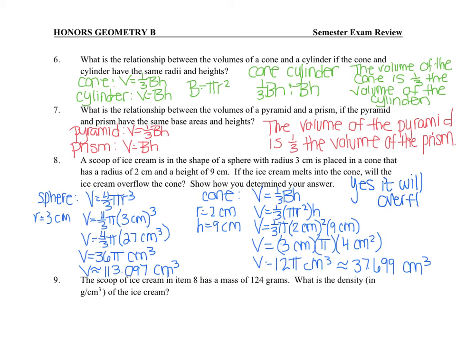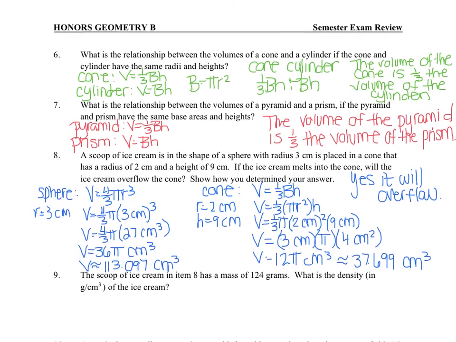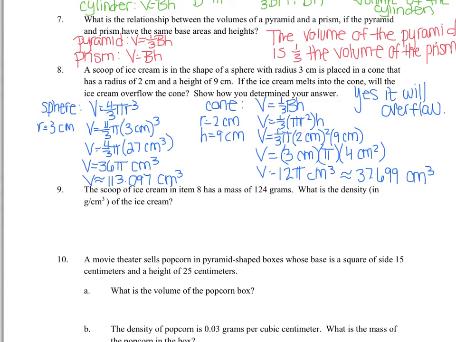And it will overflow because the cone can't hold all of the volume of the ice cream. Number 9 says the scoop of ice cream in item 8 has a mass of 124 grams. What is the density in grams per centimeter cubed of the ice cream?